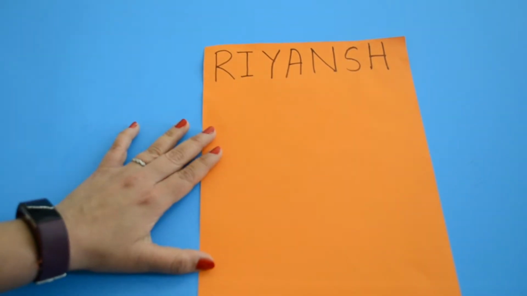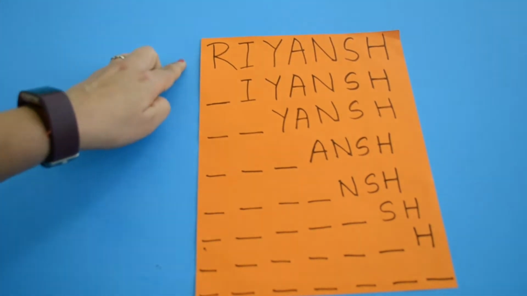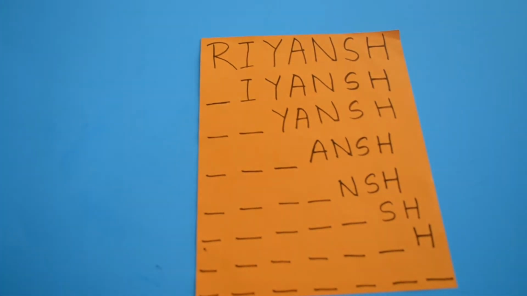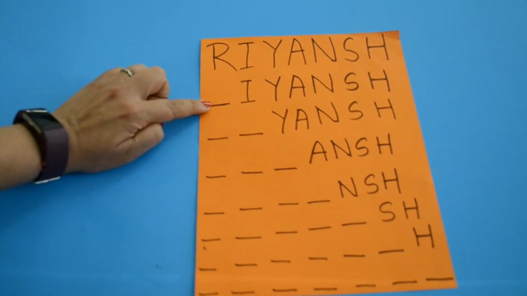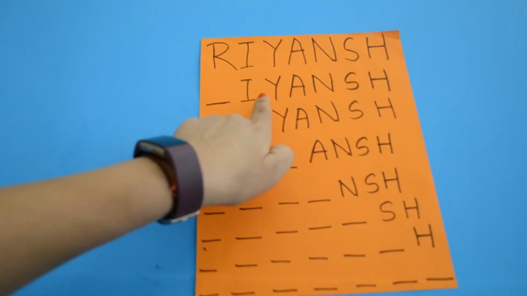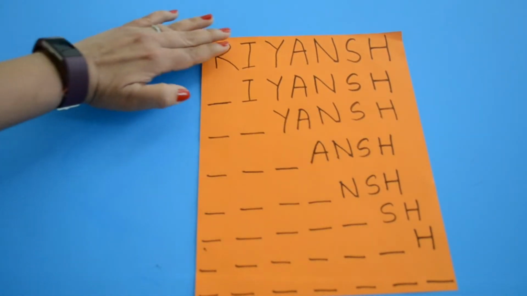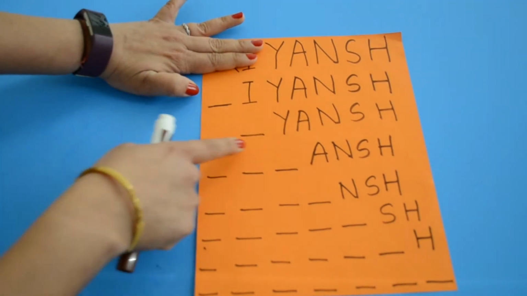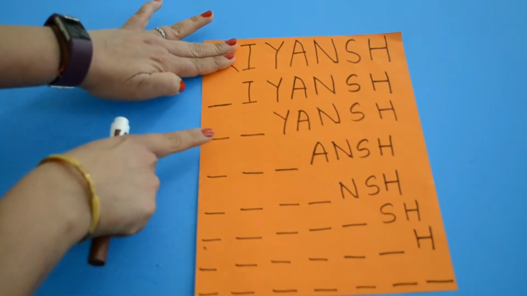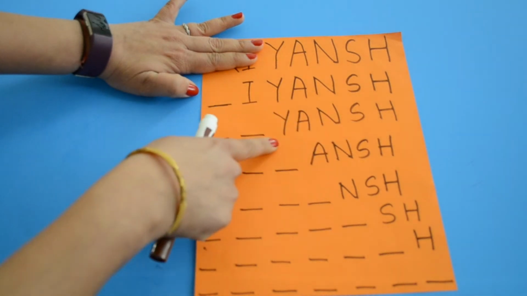First, I will write the name Riyansh at the top. Then in the next line, I will keep the first letter space blank and write down the remaining letters of the name, that is I, Y, A, N, S, H. In the second step, I will keep the first and second letter space blank and write down the remaining letters of the name, that is Y, A, N, S, H.